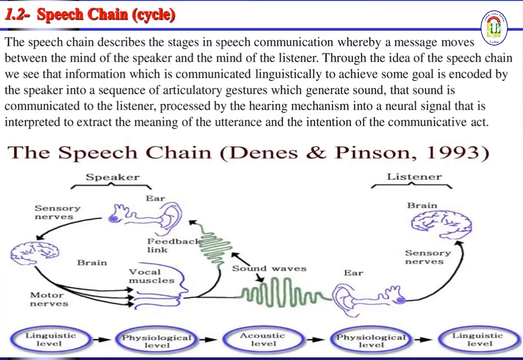After the linguistic level and physiological level, the speaker will send a message as sound waves, and those sound waves travel between the speaker and listener. Meanwhile, after producing speech, we have a feedback link. This feedback link acts as feedback to the speaker in order to adjust his volume of sound or correct any mistake when it is not correctly sent.